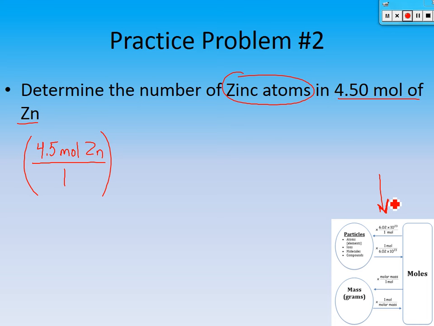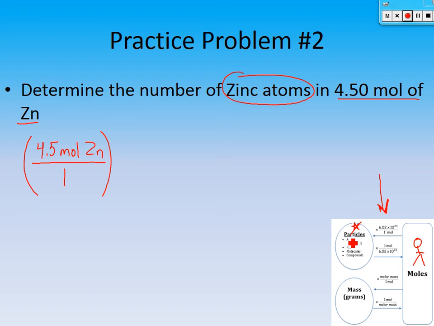Let's find out where we're at right now. It said we had 4.5 moles, so that's where we're at. Okay, we're here, and we want to go to zinc atoms. Where do you see atoms on this roadmap? Well, it's right here. It's a particle. So again, we're going to have to go over to the particles circle.